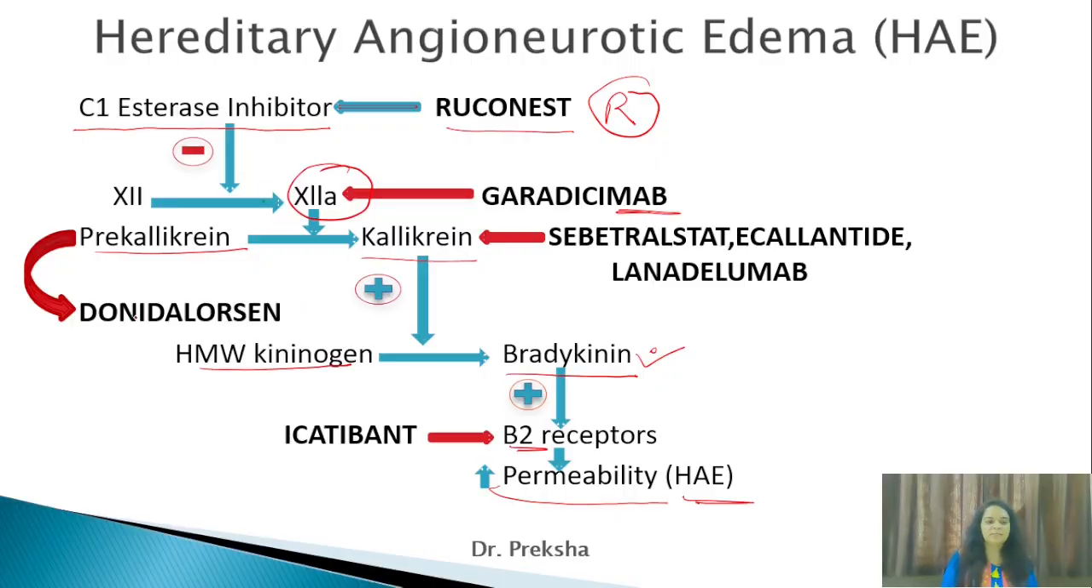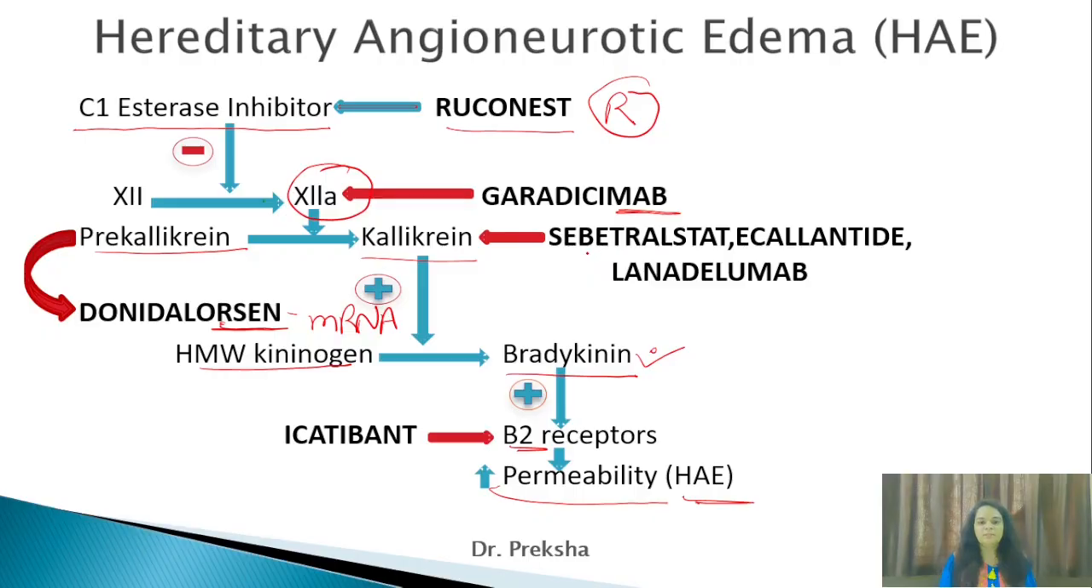Now another drug is Donidalorsen. Remember those drugs which end with the 'arsen' suffix, they act on the mRNA. Donidalorsen attacks the mRNA of the prekallikrein. So the target for Donidalorsen is the mRNA of prekallikrein.